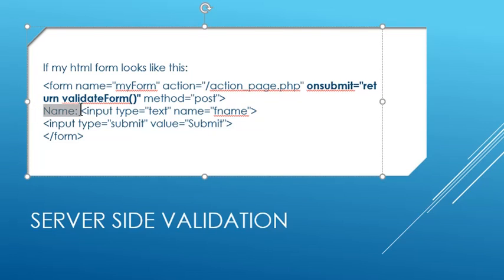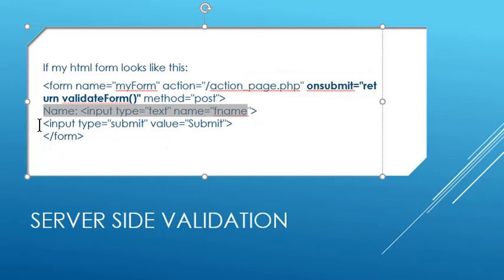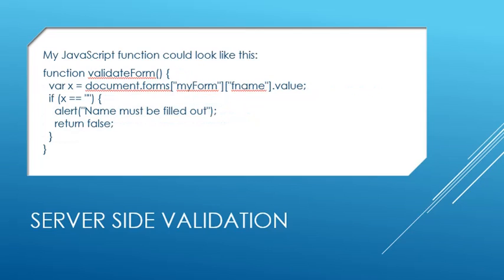You've got a label, name, and then you have a little text box that is named F name. So I imagine that's for first name, and this form will eventually grow bigger. And then you have the submit button, with the value of submit. And that's the end of the form. So the JavaScript to make the validation work could look like this.